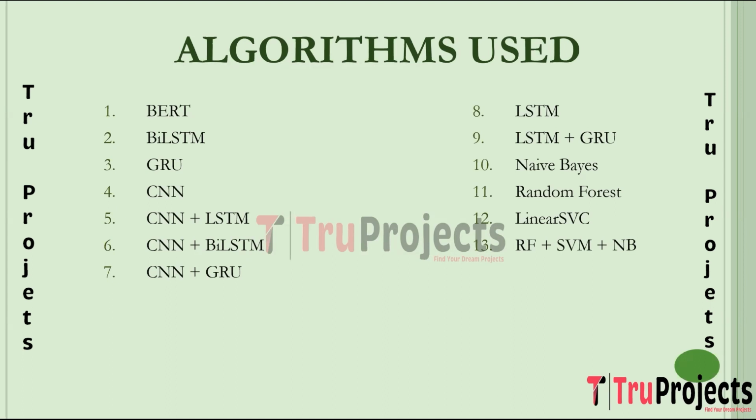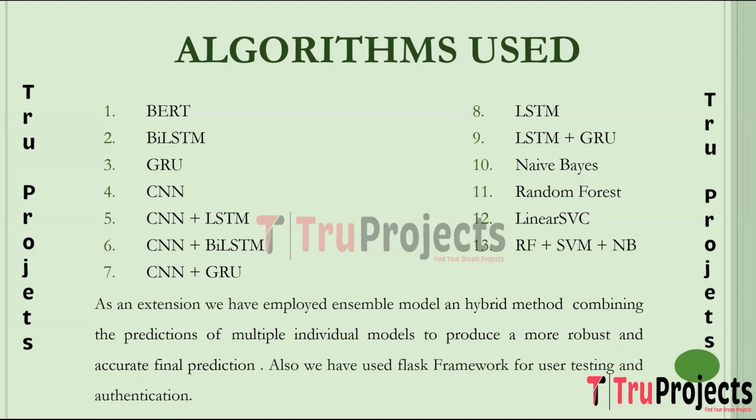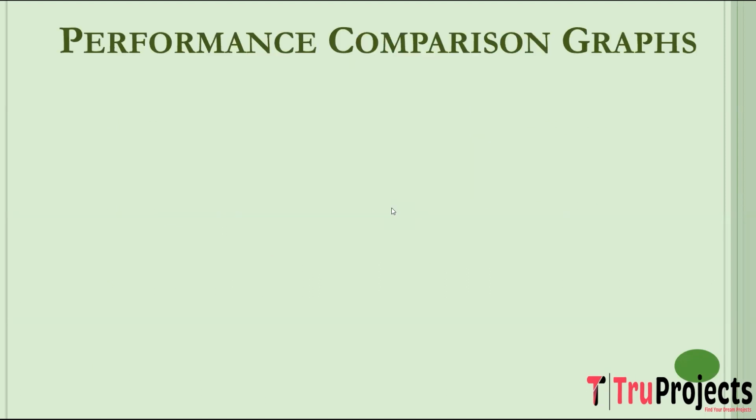As an extension, we employed an ensemble model and hybrid method combining the predictions of multiple individual models to produce a more robust and accurate final prediction. Also, we used the Flask framework for user testing with user authentication. We have used accuracy, precision, recall, and F1 score to evaluate this project.